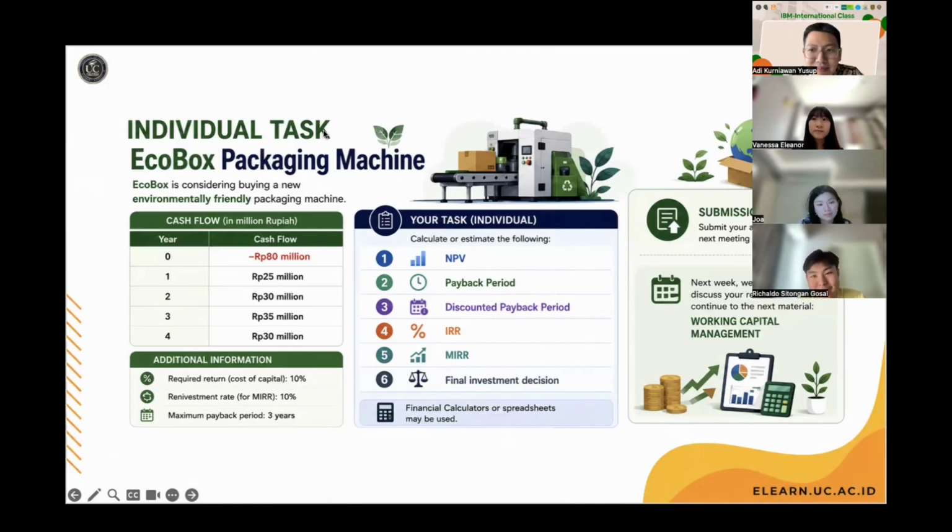Richaldo, perhaps? From today's lessons, I learned that capital budgeting is one of the tools that we can use to keep us objective and not be biased by a project. So we have various indicators to support whether we should accept or reject the project objectively. Okay, thank you, Richaldo.